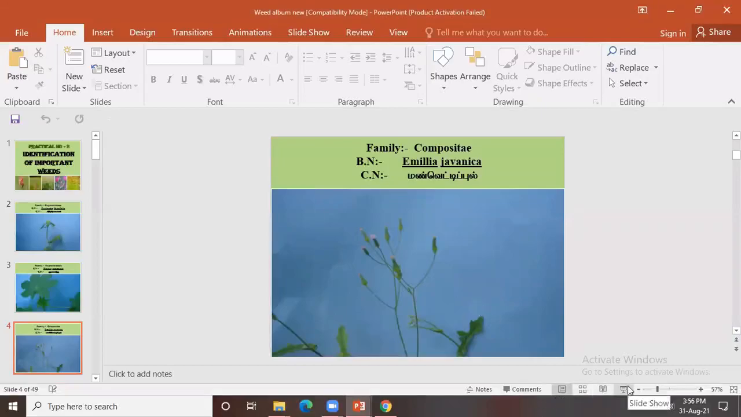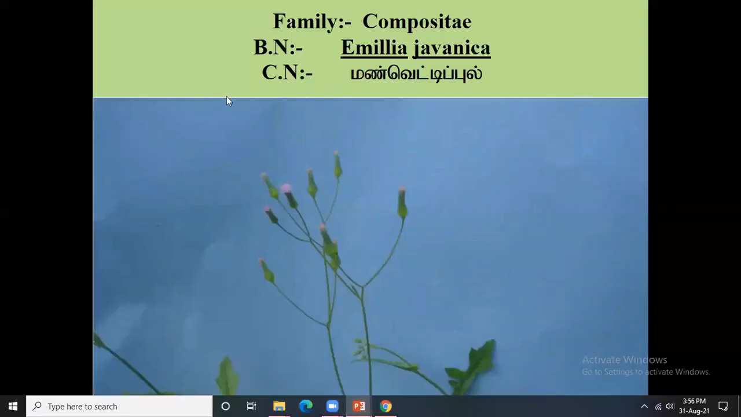This is not presentation format. This is PDF or presentation format. Okay, you can see this is one of the weed varieties.